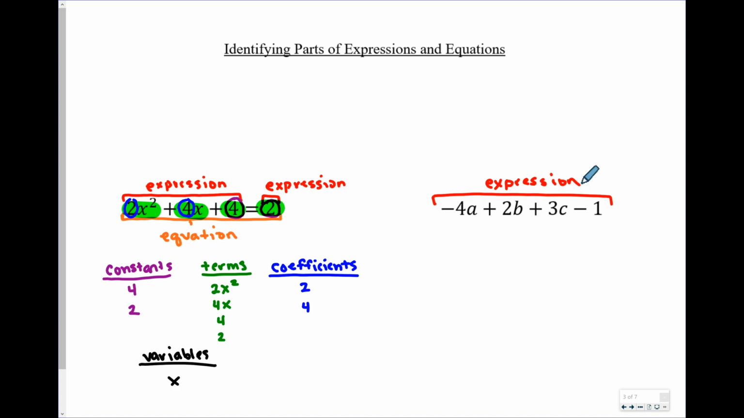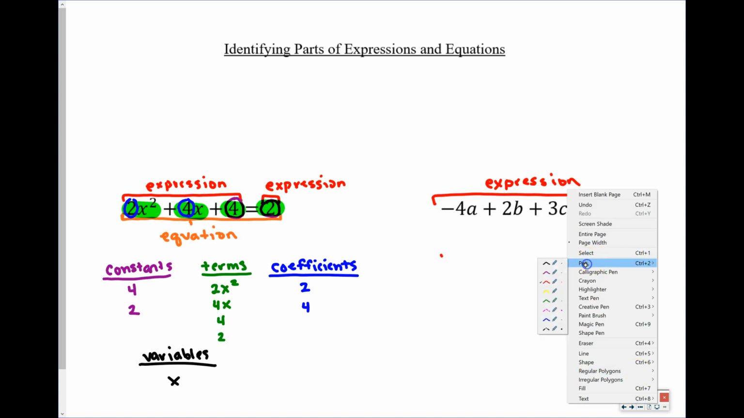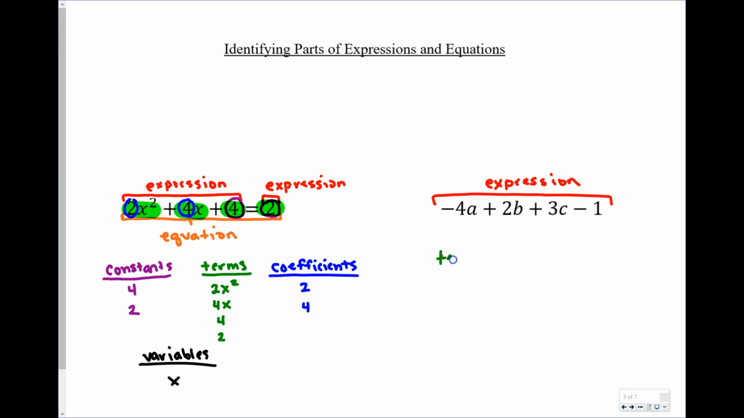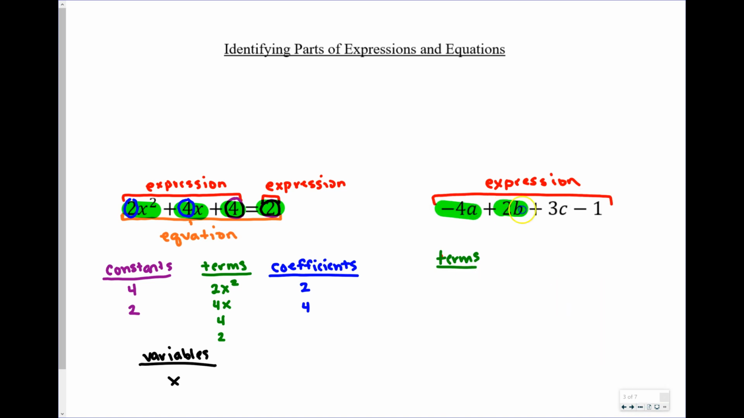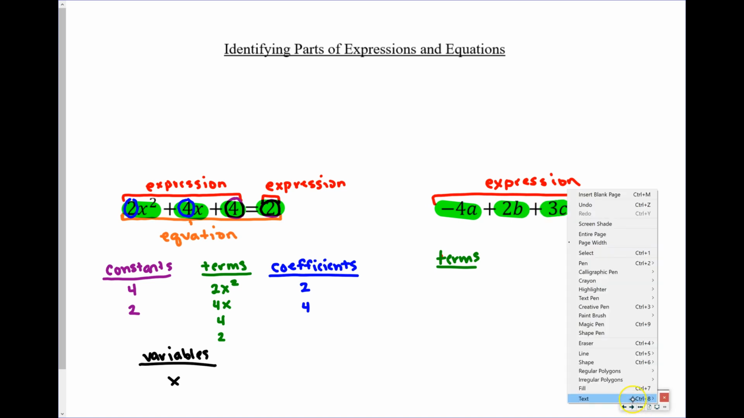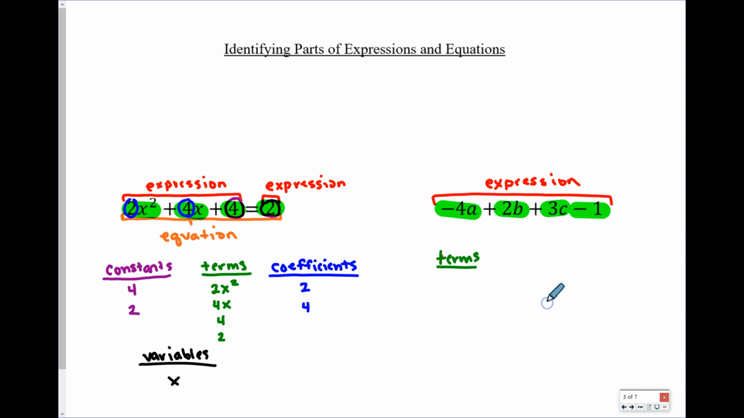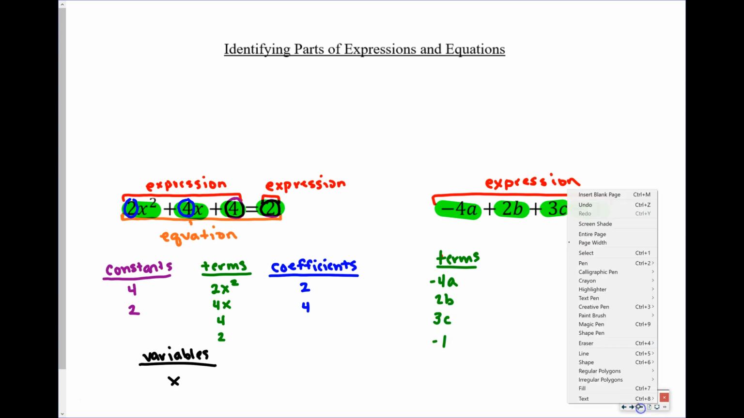Okay? So I've got 3 terms. Let me put that in green. Sorry, I'm moving slow here. So I've got 4 terms. I've got negative 4a, 2b, 3c, and negative 1. That minus sign stays with the negative. That's super important. So negative 4a, 2b, 3c, and negative 1 are my terms.